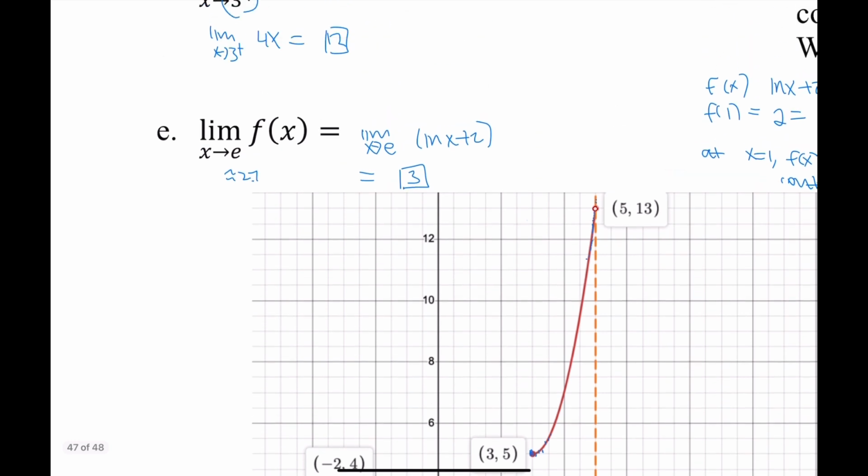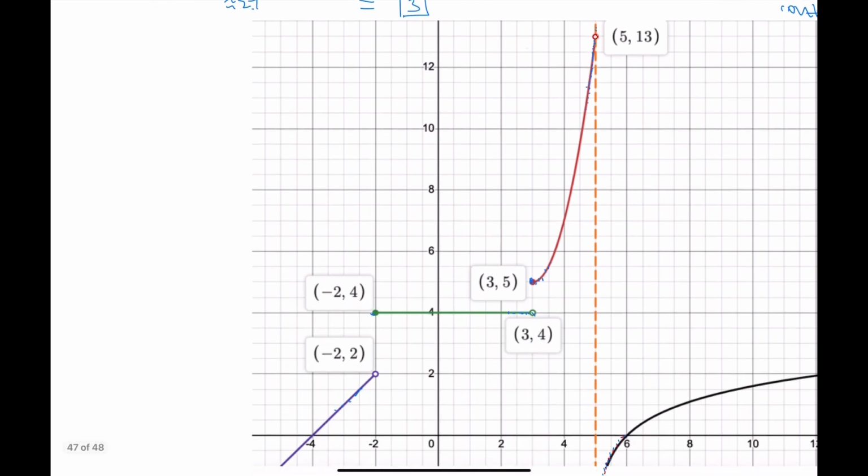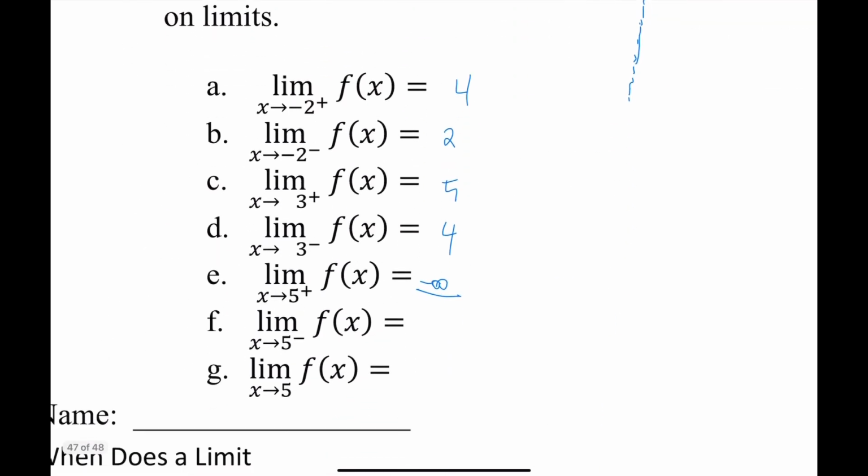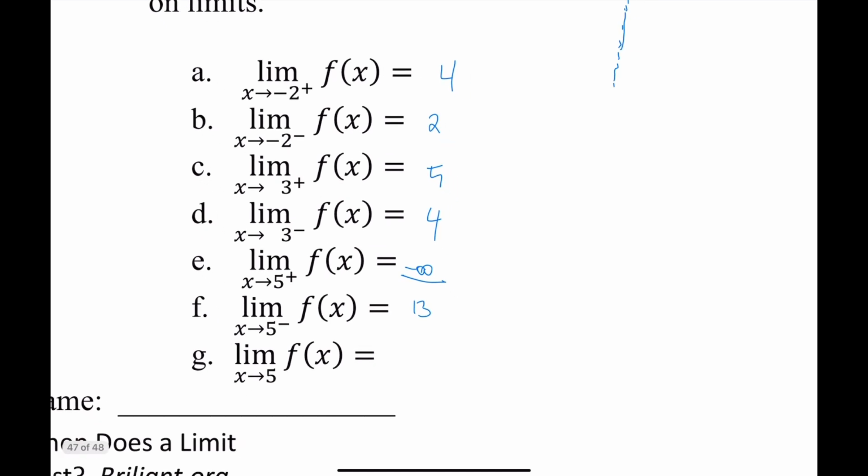And now I'm approaching 5 from the left. From the left, we're approaching from 4.9999999, and then we have an asymptote here, but the circle is not filled, so it's not really a function value, but our limit from the left side is still approaching 13, right? And then finally, the limit as x approaches 5 of f of x. Since the left and right limits are not equal, we're going to have DNE for this one. That's it.